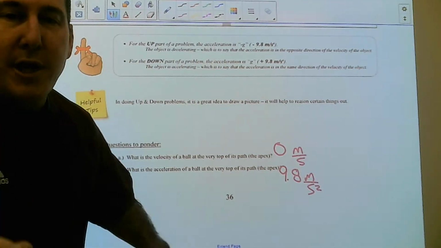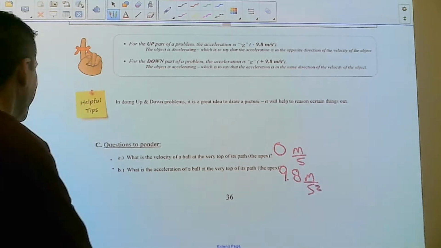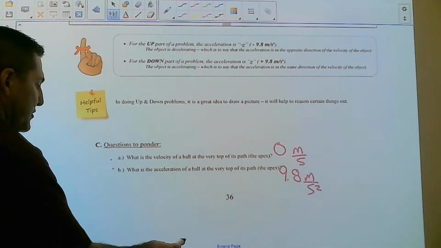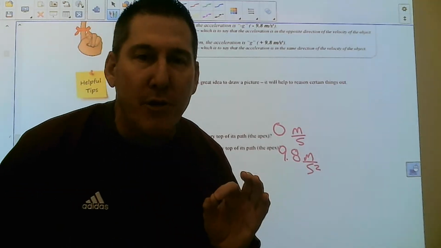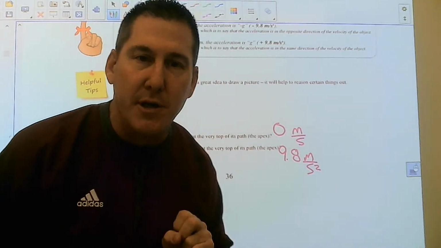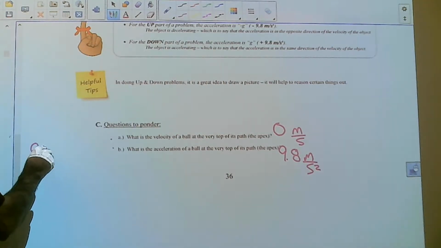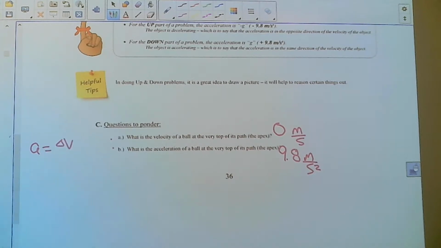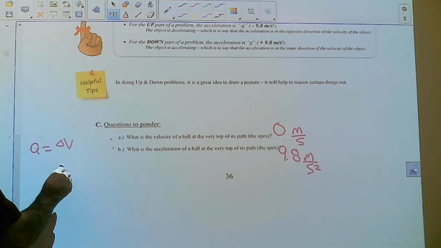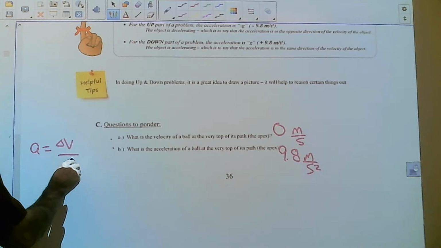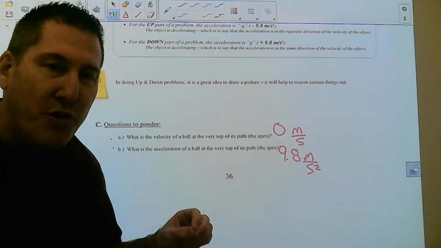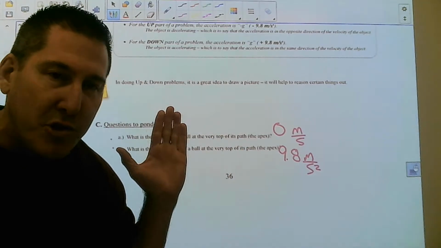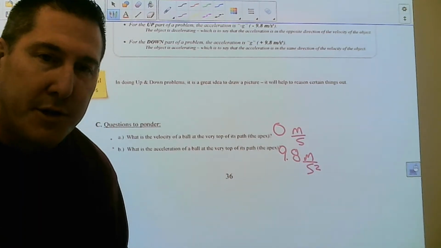Why 9.8? Okay, 2 reasons. Let's look at it kind of mathematically first. Remember that you can never measure acceleration with just one velocity. Acceleration by definition is a change in velocity over time, which means I have to have a v1 and a v2. I can never in this universe ever measure acceleration if I only have one velocity.